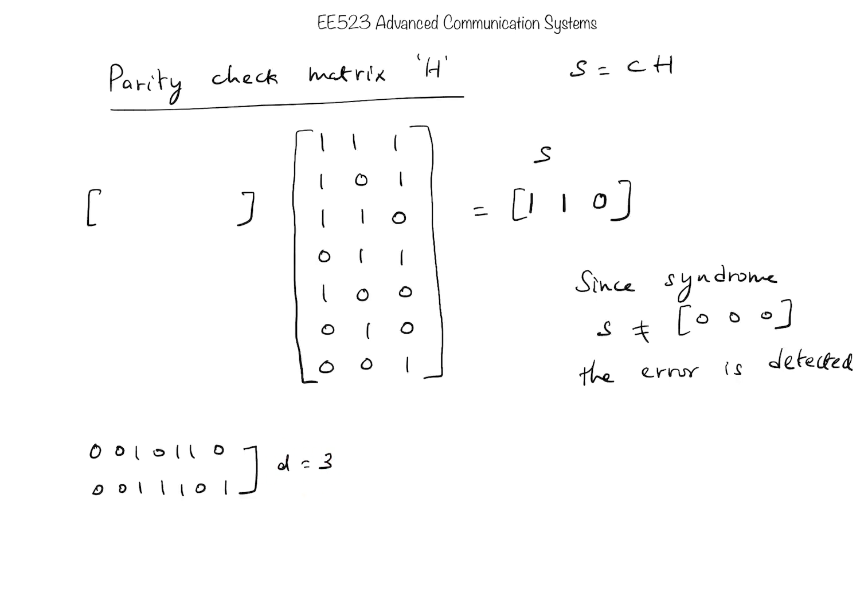So suppose now that we transmit one of these code words. So let's say we transmit the code word here, which is 0 0 1 0 1 1 0.